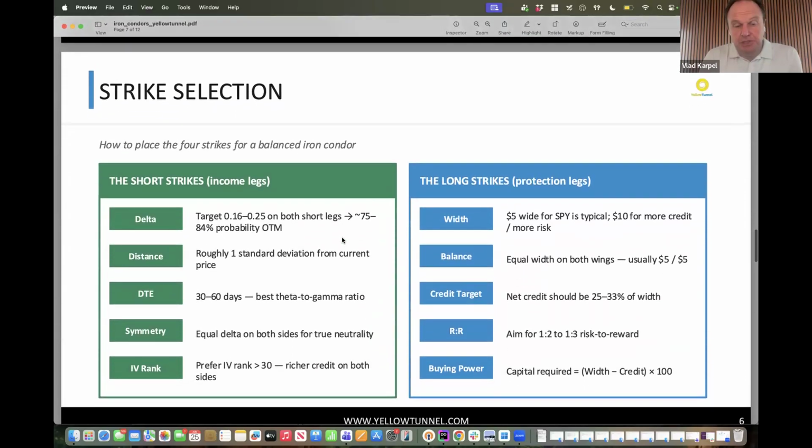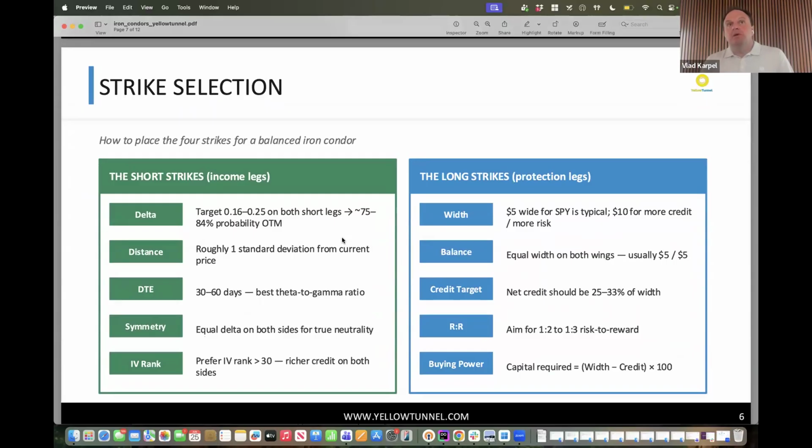Strike selection, right? Timing is difficult, but it depends on your trading psychology, your profile. Do you like to make quick decisions and trade very often? Then you can do weekly options. You can go to next Friday and do the iron condor if you think that it will trade within a certain range. But strikes are very important.